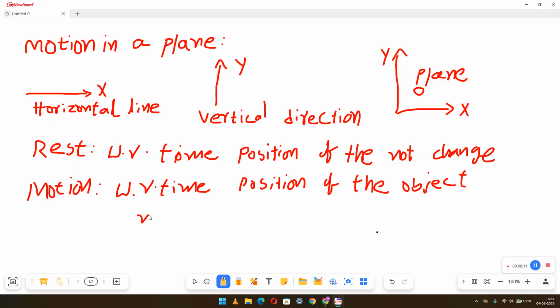With respect to time, position of the object changes.